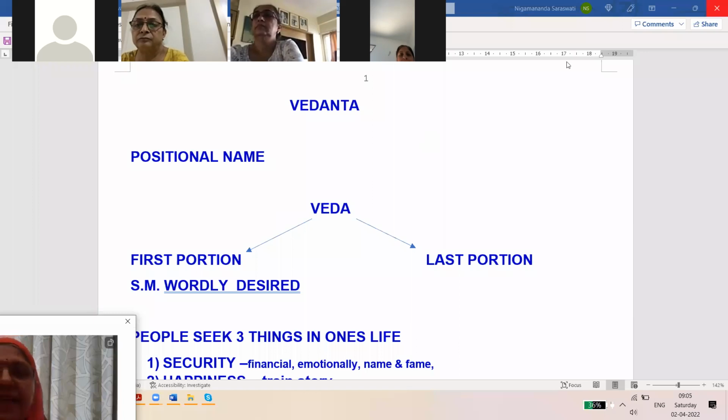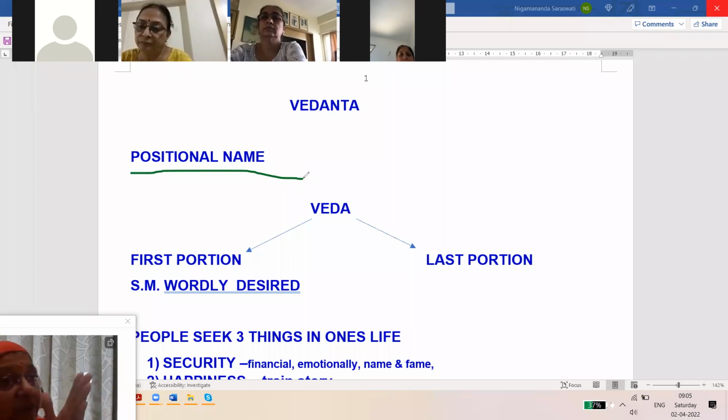Vedanta is nothing but a positional name. Sometimes people have a very big idea of Vedanta, but really speaking, suppose there is a thick book. The end of the thick book is called the last portion of this book. This last portion is called Antah in Sanskrit. And the last portion of the Veda is called Vedanta. Nothing else. Vedanta is nothing but the last portion of the Veda.